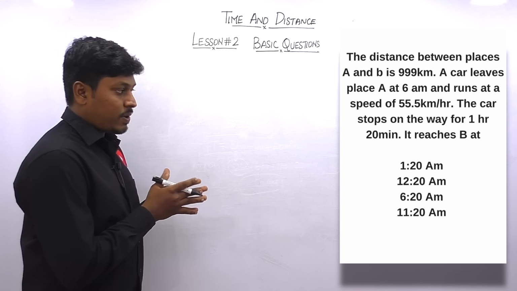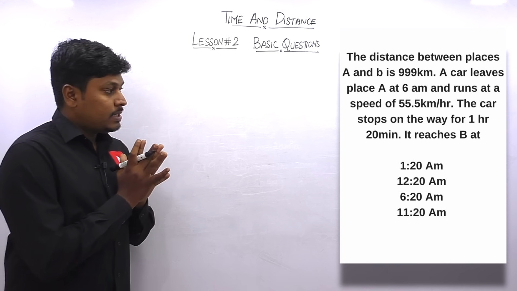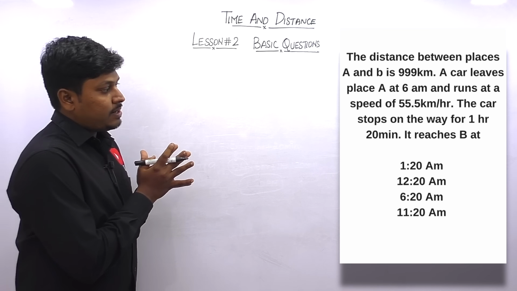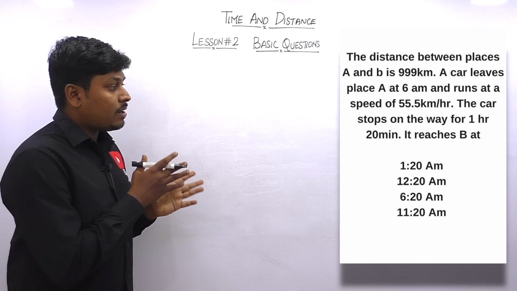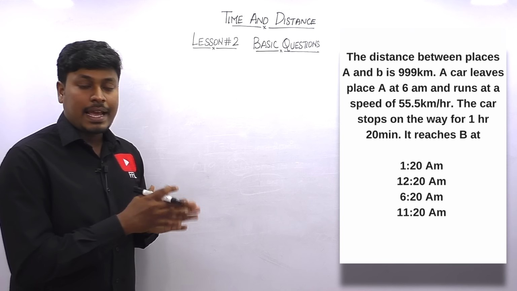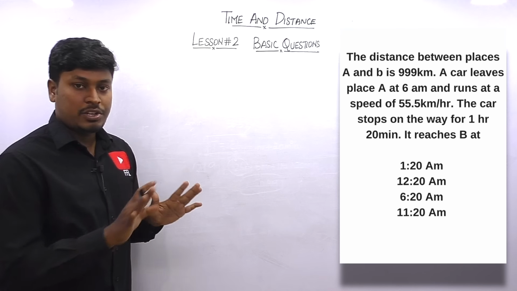The car stops on the way for 1 hour 20 minutes and reaches B. So what is our target? Our target is to find, if a car runs at 55.5 km per hour, how much time it takes to reach 999 km. And at some point they are taking a rest, that is 1 hour 20 minutes, right?